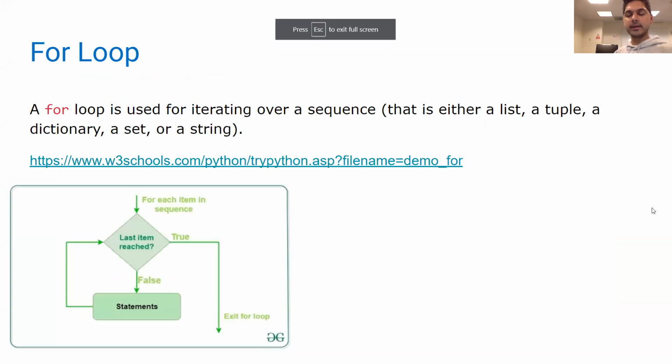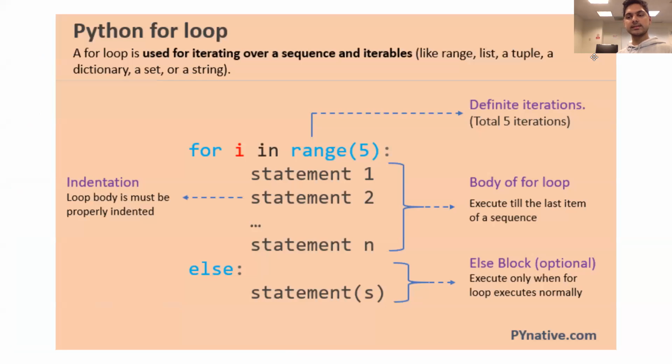Okay, so a for loop is another type of loop, but usually when we use for loops, we iterate over a sequence, like a list, a tuple, a dictionary. There's not actually a condition. You would just keep going through the sequence until you reach the last item. So this is how a for loop looks.